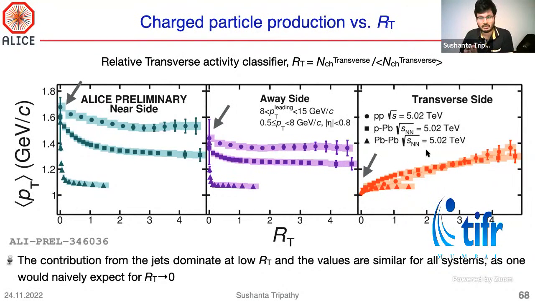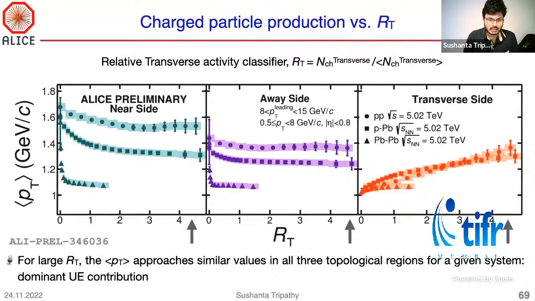So basically, when you are looking at RT tending to 0, then you have only events which are jet dominated, irrespective of the collision energy. So this is what we see here, and this is what one would naively expect. And then when one increases the RT, we have a higher underlying event contribution, and in this way, all the three topological regions are approaching the value that we see in the transverse side, because they are mostly dominated by the underlying event contribution.